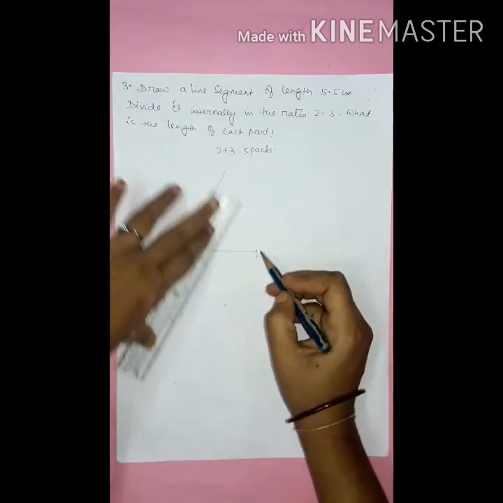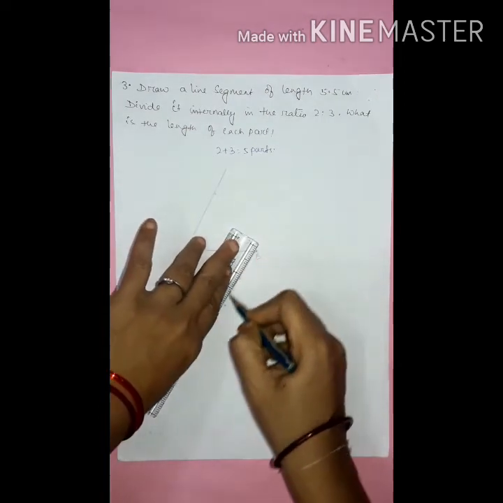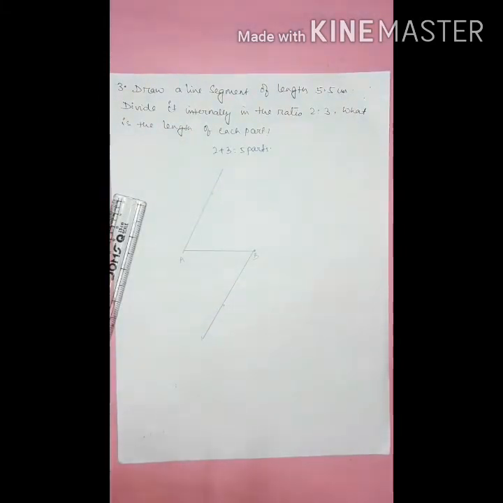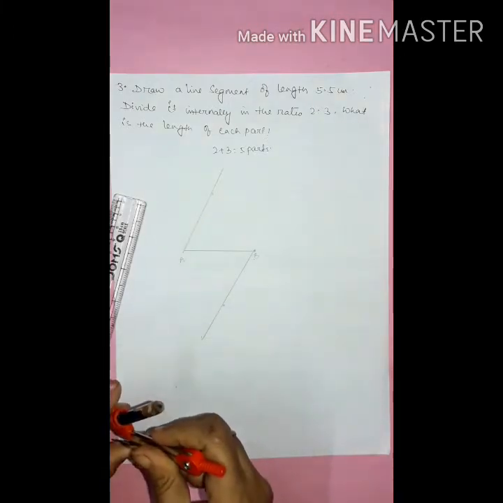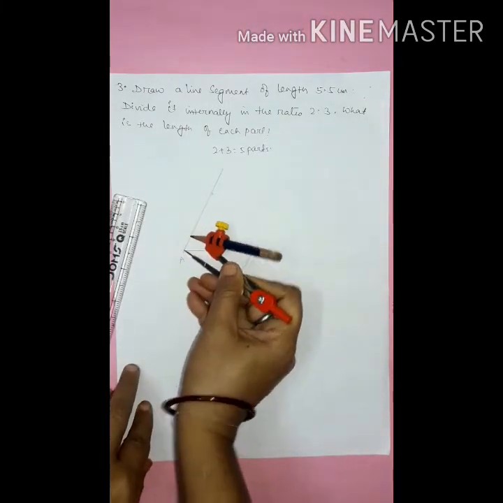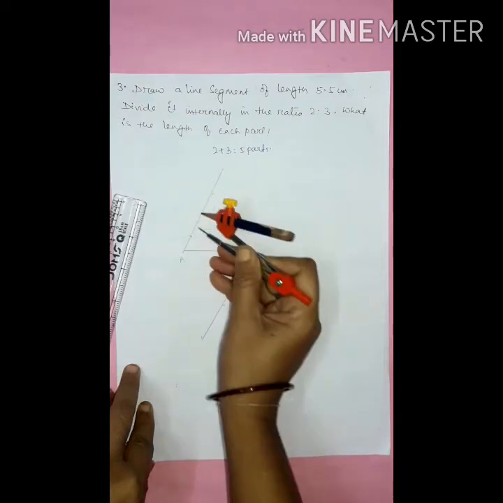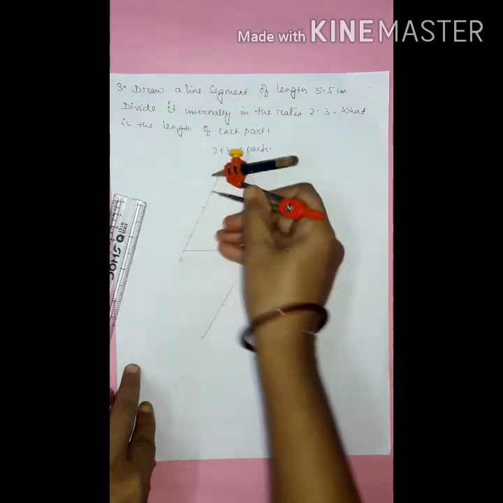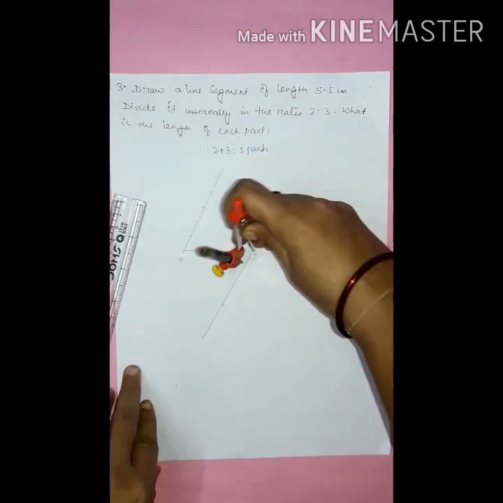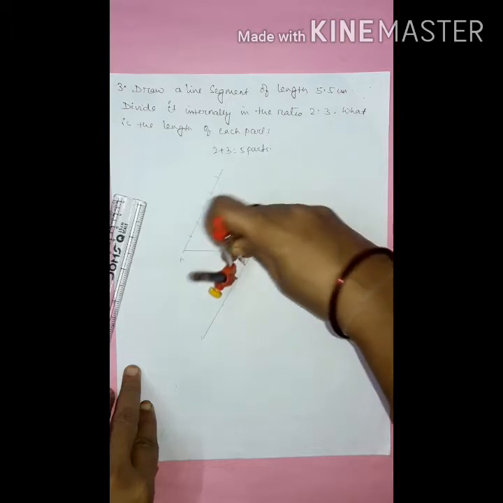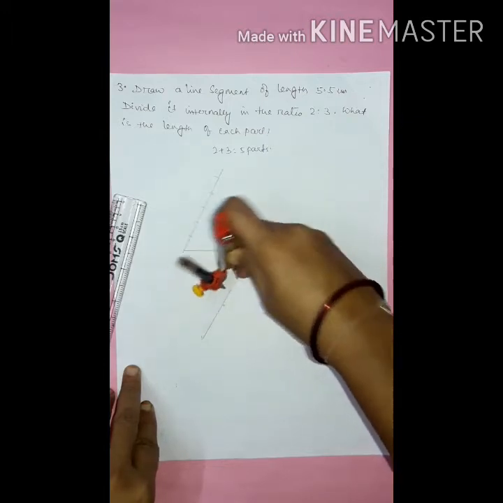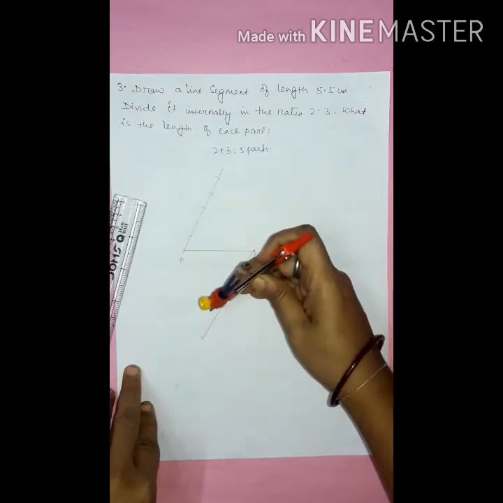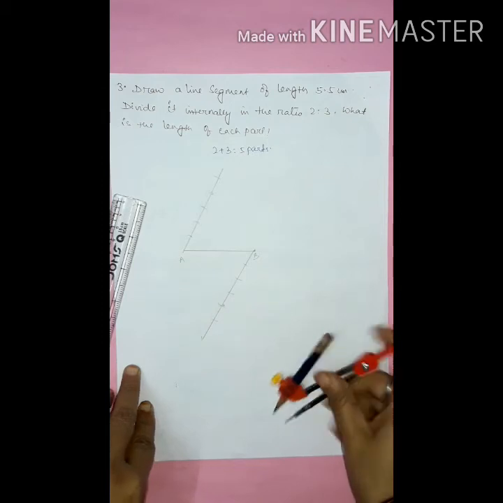Now join this one. So what will we take? Equal parts: 2 plus 3, 5 parts. You have to make 5 parts. This is 1, 2, 3, 4, 5. From the other side also take the same parts: 1, 2, 3, 4, 5.